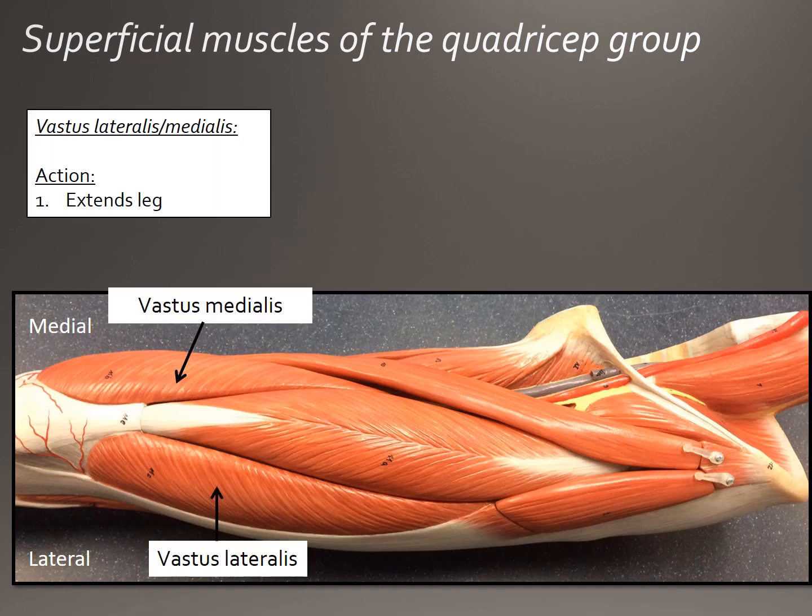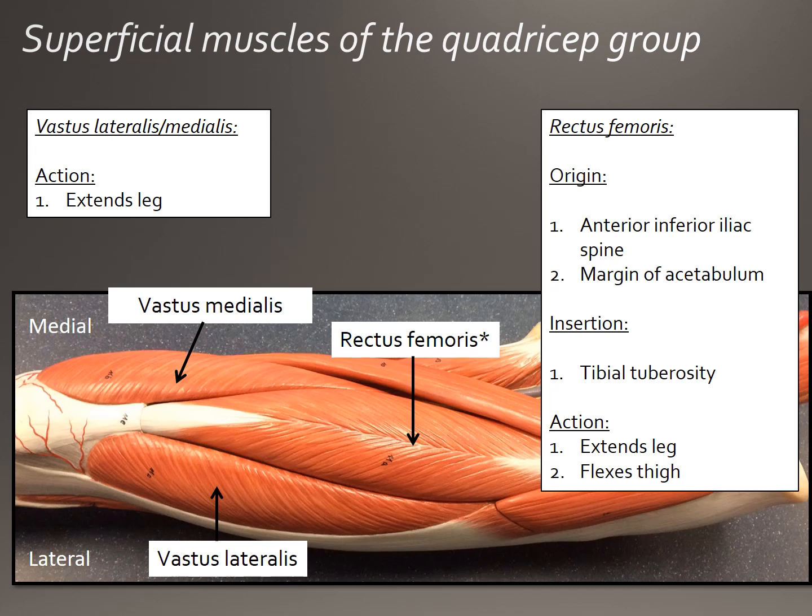And the first muscle is going to be on the lateral side, and it's the vastus lateralis. And that makes sense. Lateralis refers to the lateral thigh. So this is the quadricep muscle that's on the lateral thigh. Makes a lot of sense. The second muscle is the vastus medialis. Again, this muscle makes sense because it's on the medial side of the thigh. For these muscles, we want you to know that they both extend the leg.